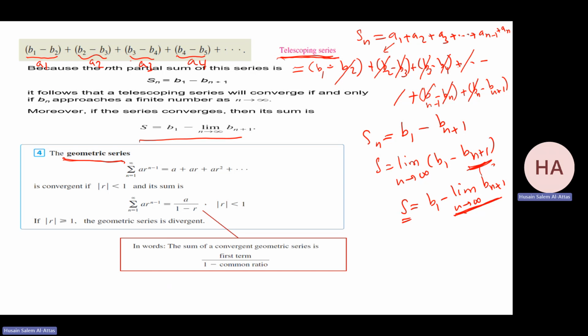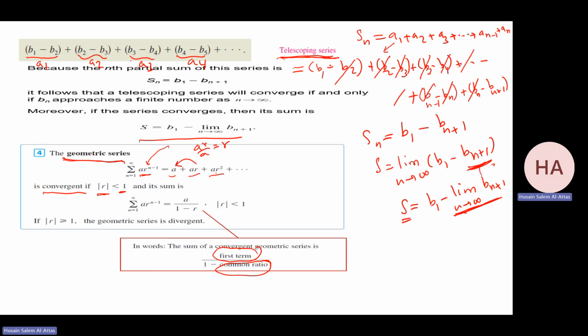Now we have the geometric series, which is in this way: a r to the power n minus 1, which is a plus a r plus a r squared. I need to check r. If the absolute value of r is less than 1, then the series converges. Not only that, its sum is a over 1 minus r. What is a? It is the first term. What is r? It is the common ratio. Like in this one, if I check ar over a, it will be r.